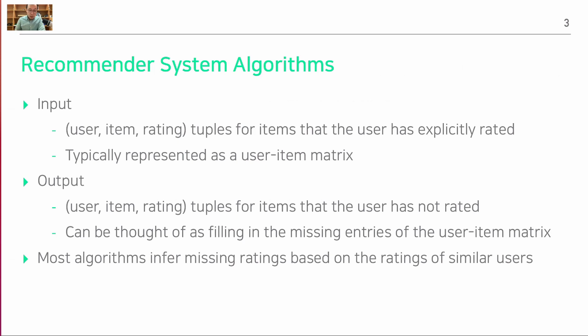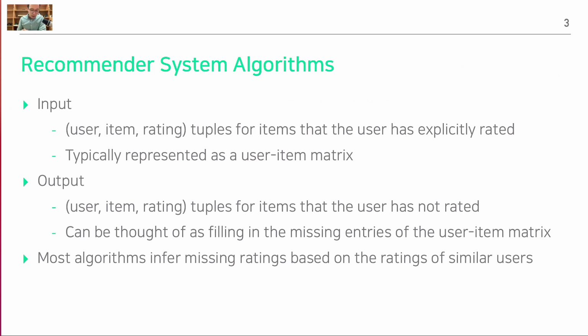As an input, we take user-item rating triples. We ignore the rating information and just utilize the interaction. For example, we may just utilize whether the user purchased the item or not. In that case, we ignore the score, the rating information. Anyway, we take the tuples for items that the user has explicitly rated.